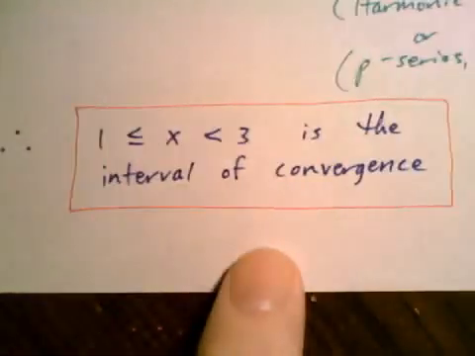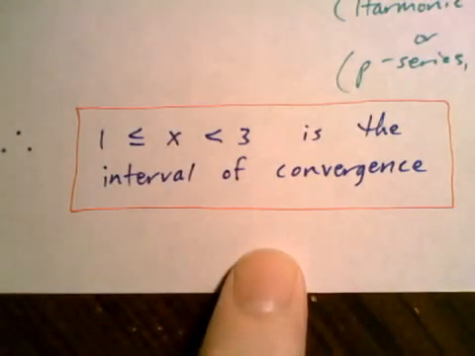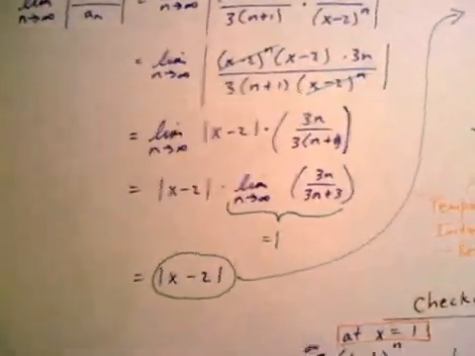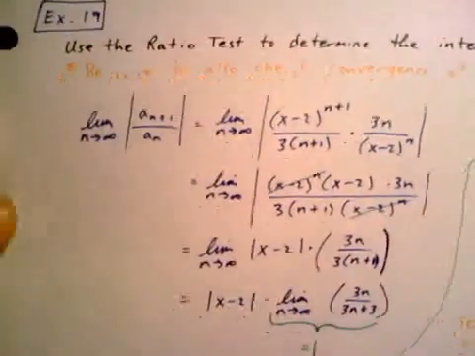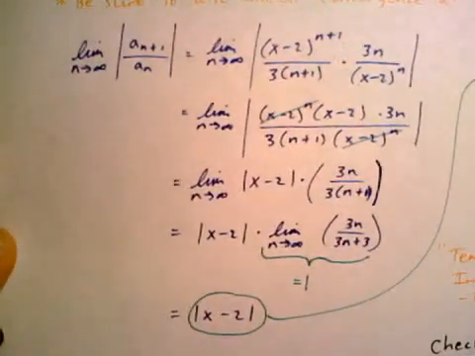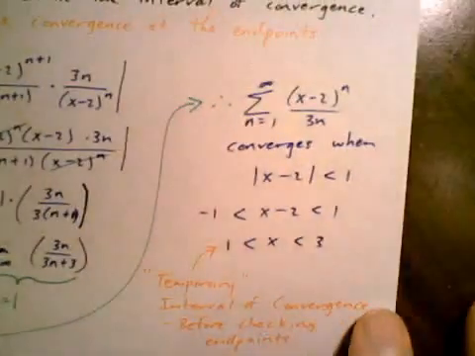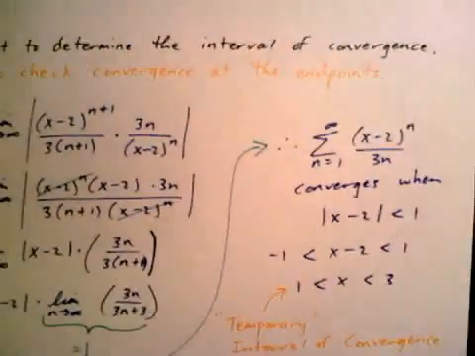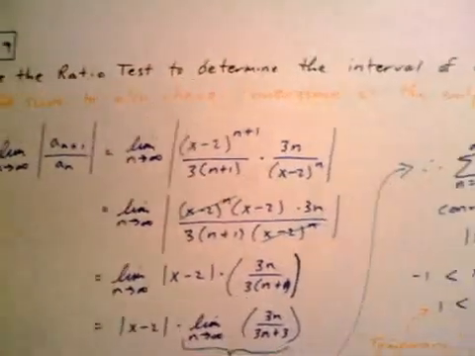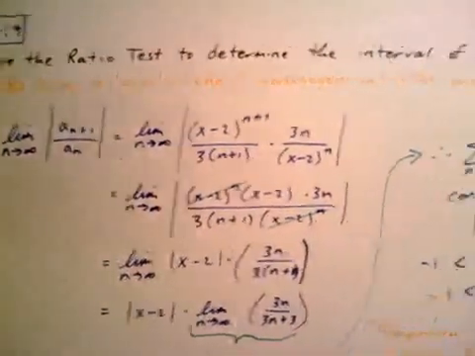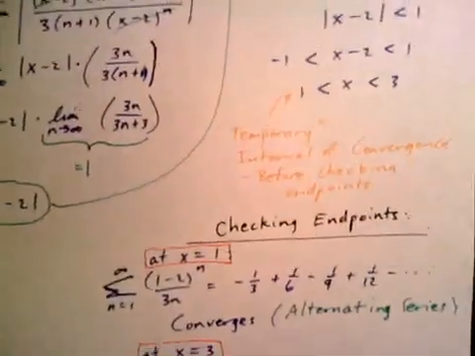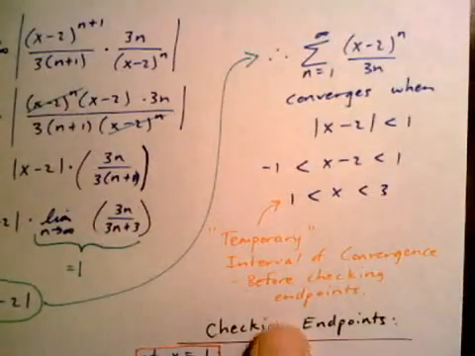And then for example number 19, this is the interval of convergence. Okay, so hopefully you got that right. Here's the work for the limit, ratio test. So we're using the ratio test to determine the interval of convergence. We get the absolute value of x minus 2. That has to be less than 1, so there's the work there. Let me see if you can see some of this writing here. Use the ratio test to determine the interval of convergence. Be sure to also check convergence at the endpoints. Okay, so this is our temporary interval of convergence before we check the endpoints.